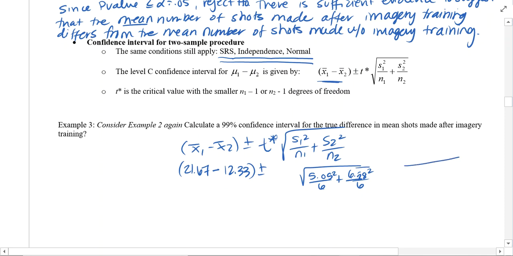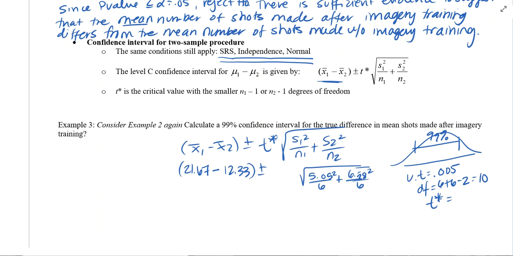Okay, so T star, same way we've calculated this. 97% confident. So that means our tail is 0.005. Our degrees of freedom, again, we have the same sample size. So we're going to do 6 plus 6 minus 2. So we've got 10. And then you're going to find t star. So either you look it up on the table like you normally do, or you can do inverse t in your calculator. However you're going to find that. This should be 3.169.